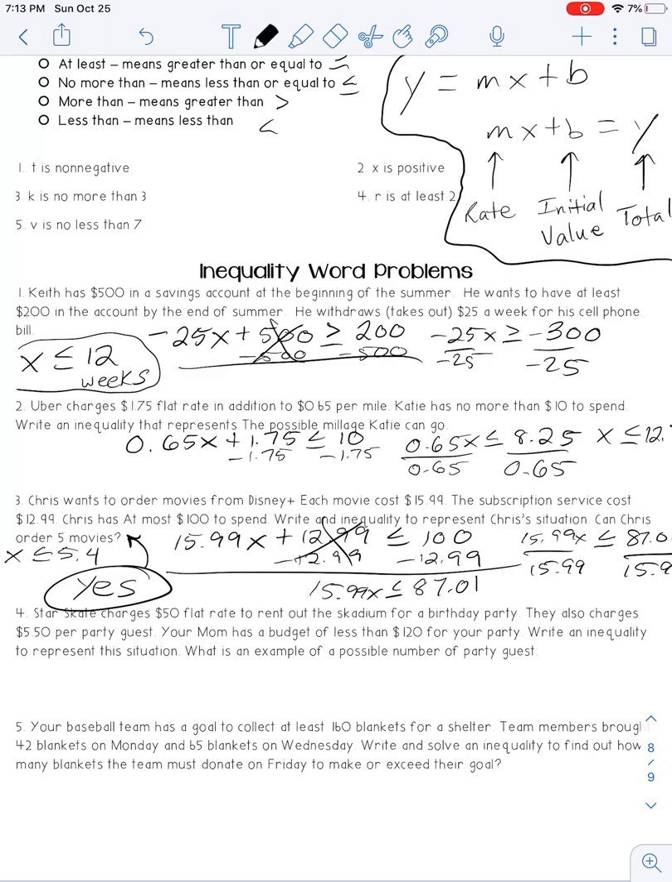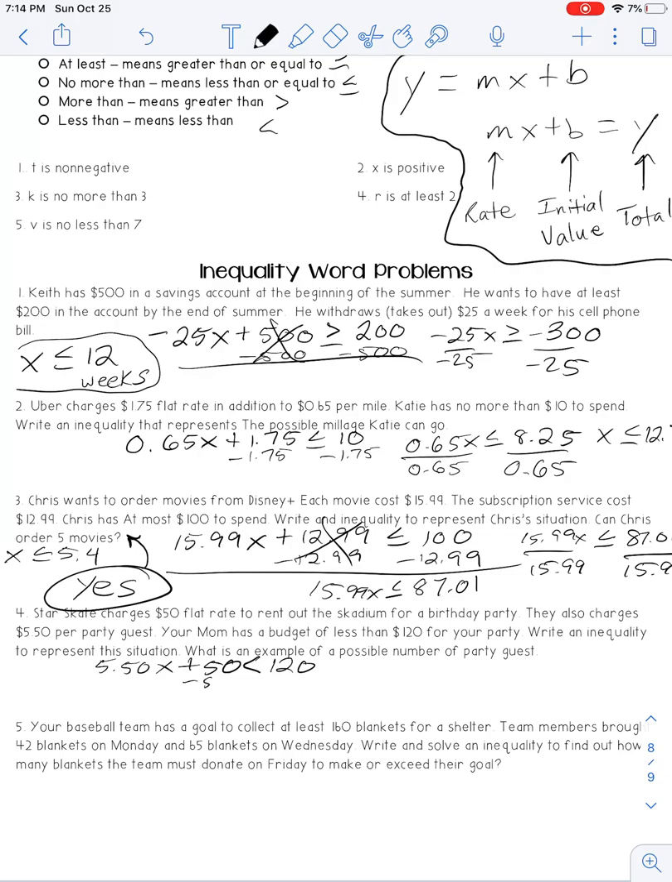They also charged $5.50 per party guest. So that's obviously going to be the rate, $5.50. And the flat rate is $50, the initial value. Your mom has a budget of less than, okay? Well, less than obviously is less than. Let me make it a little bit bigger. Less than $120 for your party. Write an inequality. Well, we just did. What is an example of a possible number of party guests?